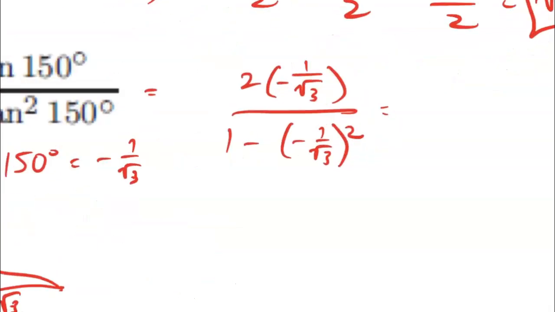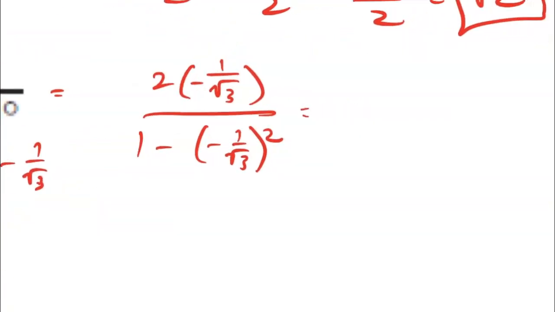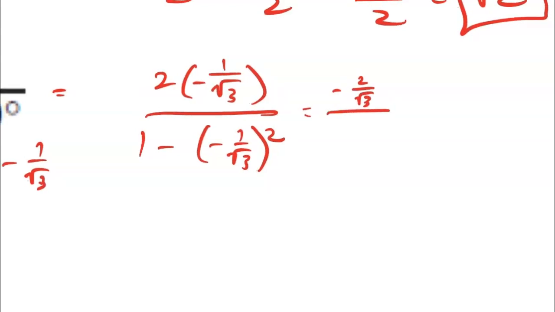Okay, now let's simplify a little bit. We can put the 2 on top here. And then on the bottom, we're going to have 1 minus negative 1 over square root of 3, squared. The top and the bottom are both going to be squared. The negative sign squared is positive. 1 squared is 1 on top. Square root of 3 squared is 3 on the bottom. So then I end up with negative 2 over square root of 3, and on the bottom, I have 1 minus 1/3, which is 2/3.